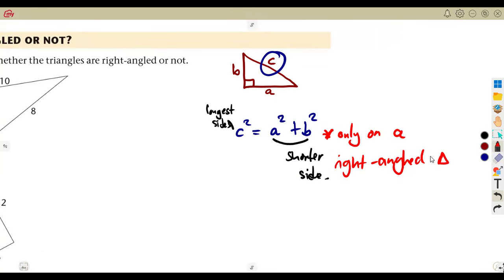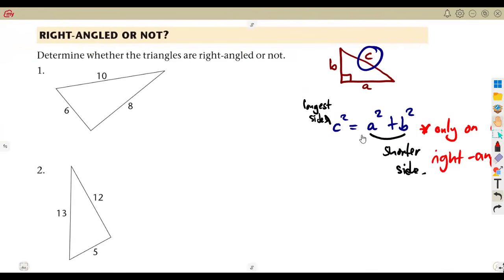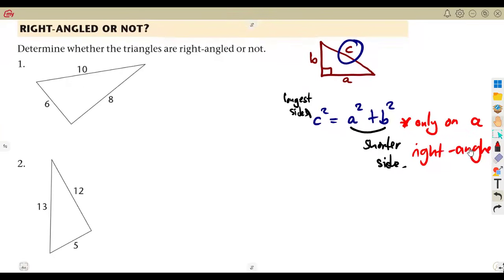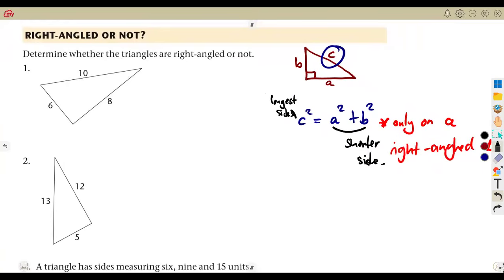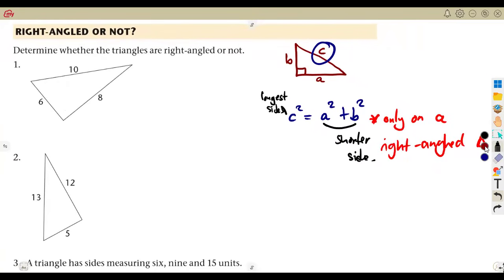On a right angle triangle, that is where we are applying this Pythagoras theorem. So we must start from where? From the longest side of what is given there. Let's consider the first question.